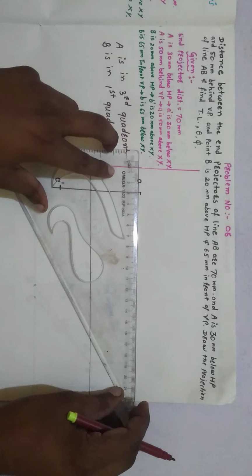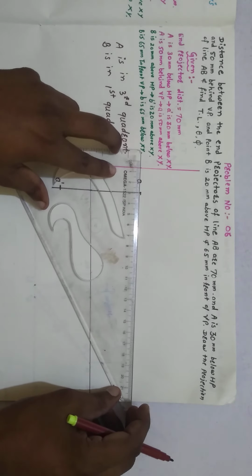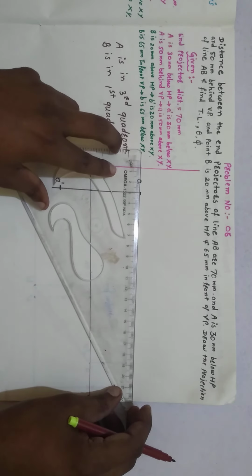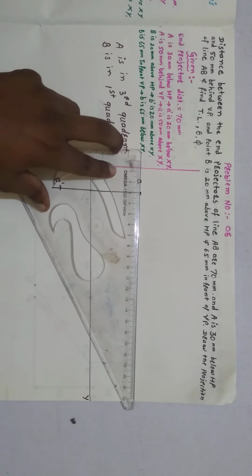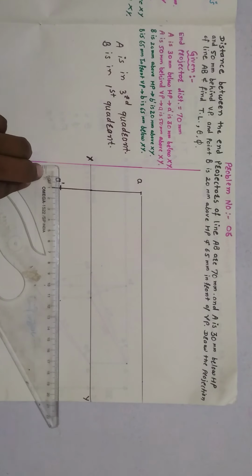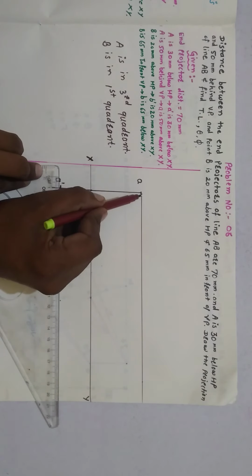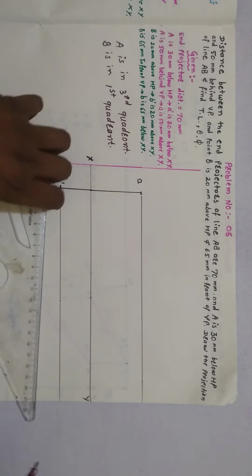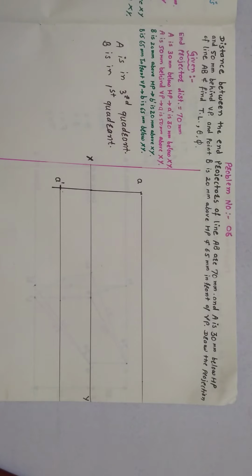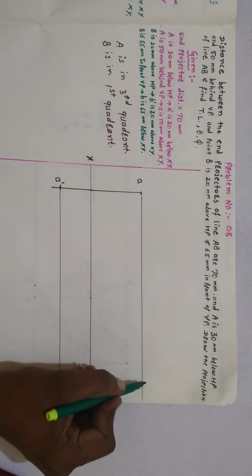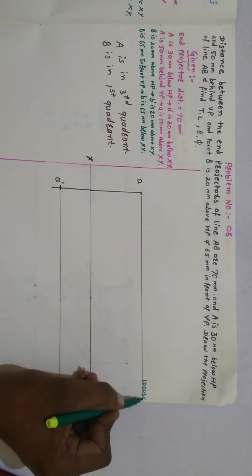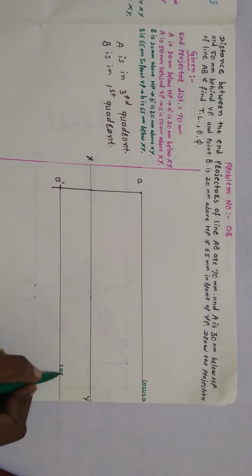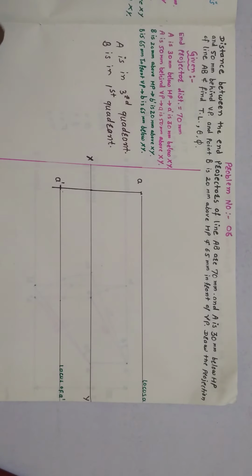Once you draw these two lines, just draw one straight line from point A and another line from A dash. So this is the locus of A, and this is the locus of A dash. Now the location of point B dash is also given.